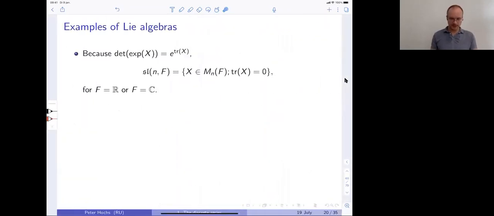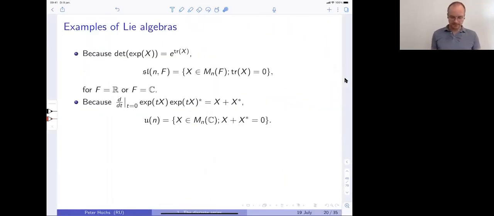Okay. Now, just some examples of Lie algebras. The Lie algebra of SL(n,R) or SL(n,C) consists of the matrices with trace 0. And that's because the determinant of the exponential of the matrix is the exponential of the trace.